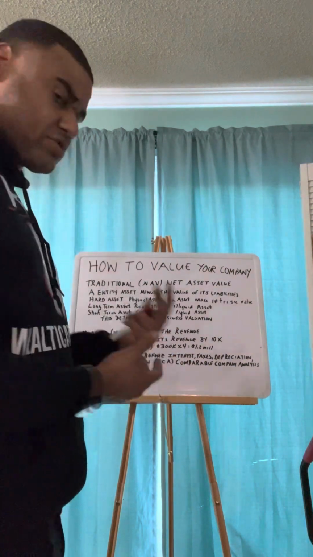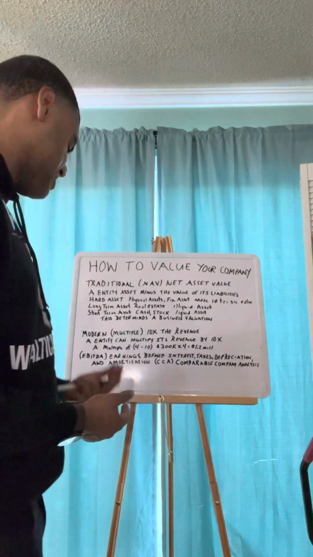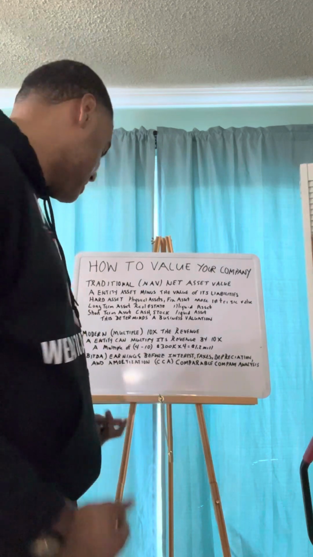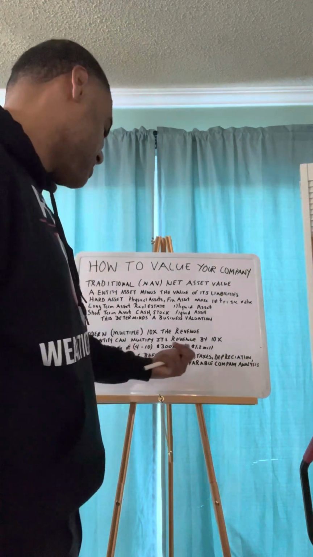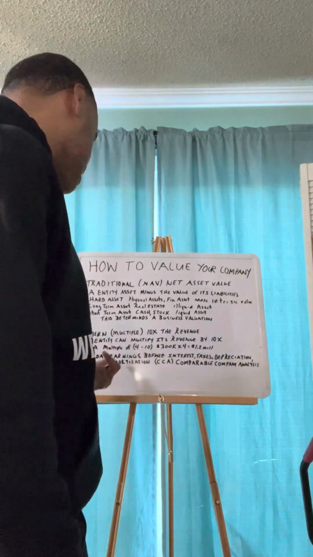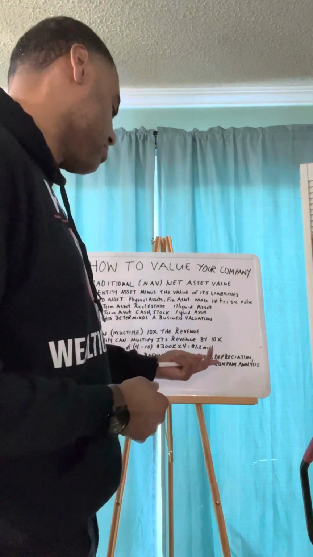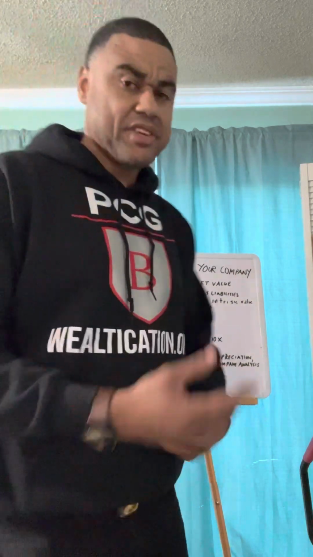EBITDA, which most guys in the market understand. It's just the opposite of net operating income when you qualify an apartment. It's going to be earnings before interest, taxes, depreciation, and amortization. You know what I'm saying? It gives you into the CCA, comparable company analysis. So now this is kind of where we're starting.